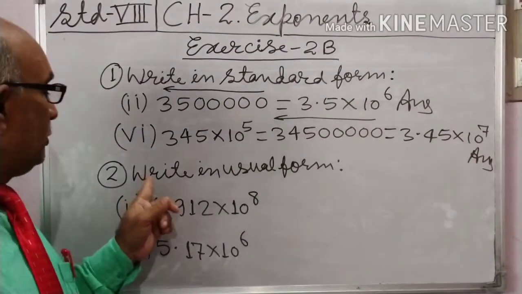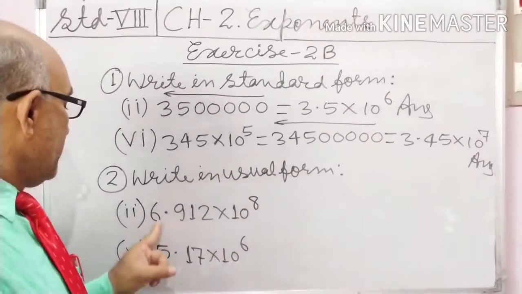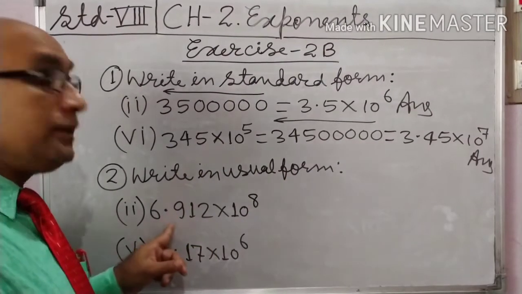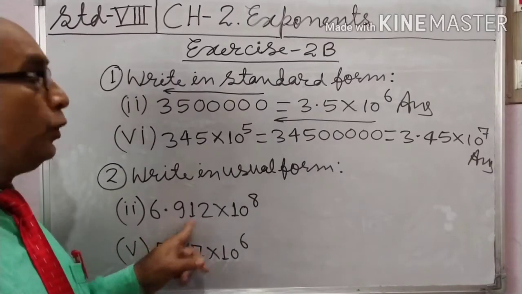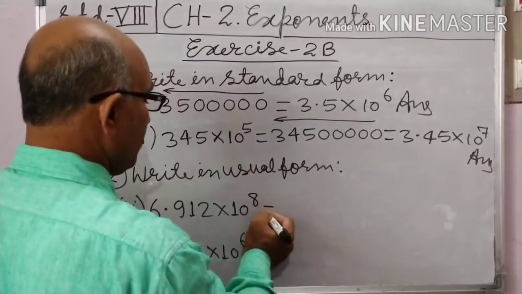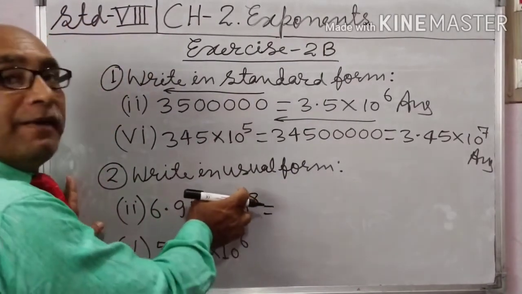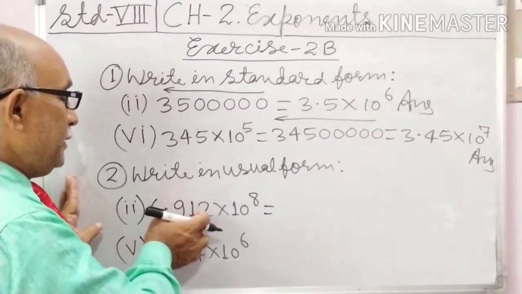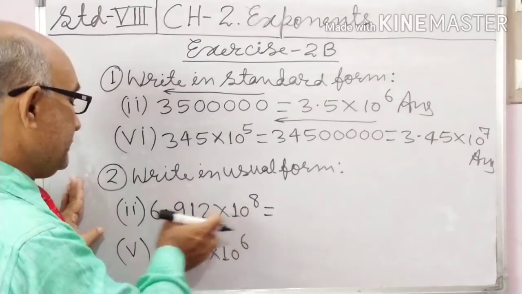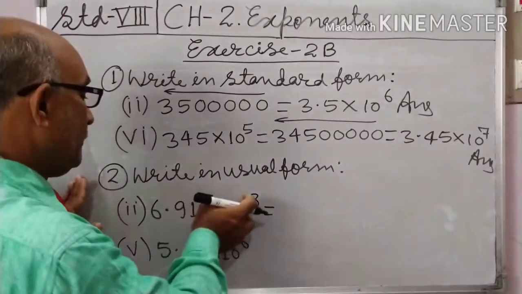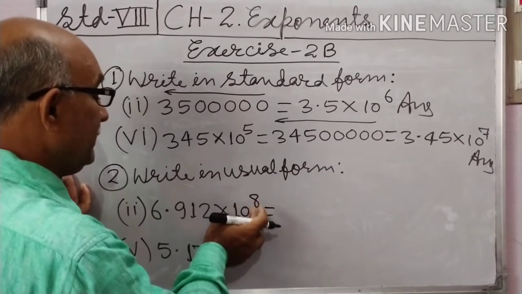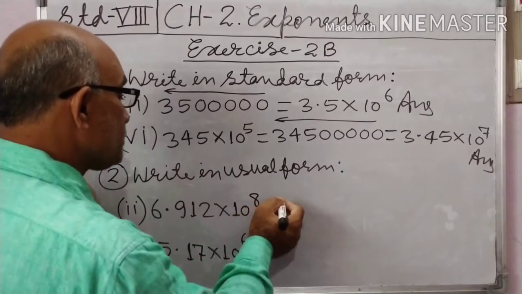And in question number 2, write in usual form. So 6.912 into 10 to the power 8 is in a standard form. Change it into usual form. So 6.912 multiplied by 10 to the power 8. The decimal is removed for 3, 10 to the power 3, which remains 10 to the power 5.